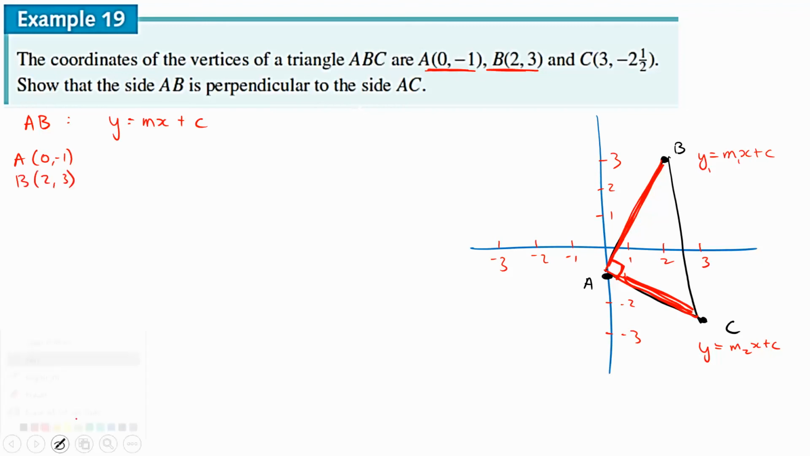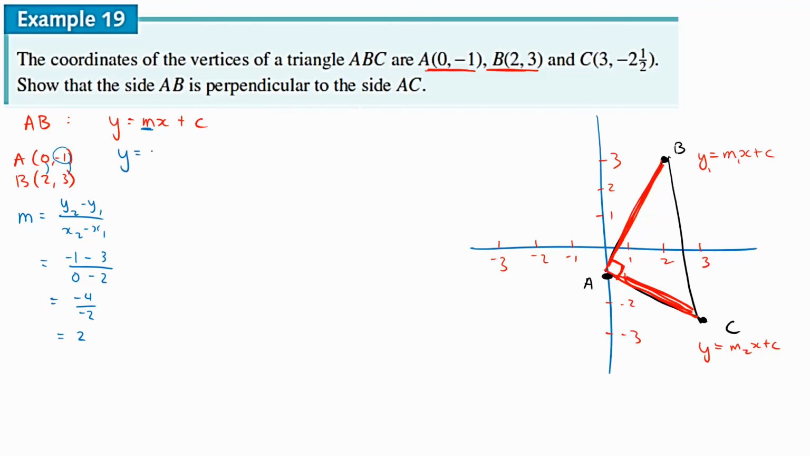Now, from exercise 2B, remember to find the gradient between 2 points, you can use y2 minus y1 over x2 minus x1, so rise over run. So if I'm going to solve for the gradient, because that's the m here, then with (0, -1), this is my y value, so I can do -1 minus 3, and then my x value, 0 take away 2. That simplifies down to -4 over -2, which gives you positive 2. True? So that tells me now the gradient is 2.